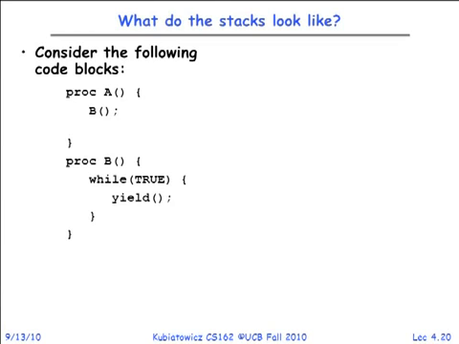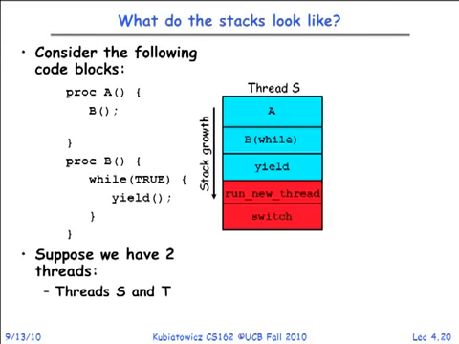And now let's suppose we have two threads and both of the threads are running this code. So we have this code, and we're going to have two threads, and they're going to be yielding to each other. So we're going to go yield, yield, yield, yield. Now, what does the stack look like? So suppose we're in thread S. It has its own stack, by the way. It runs A, which calls B, which calls yield.